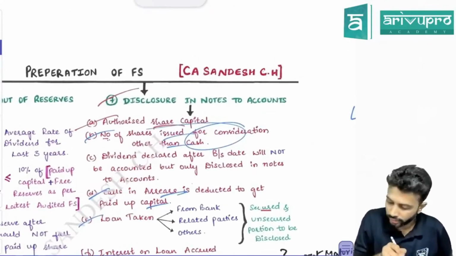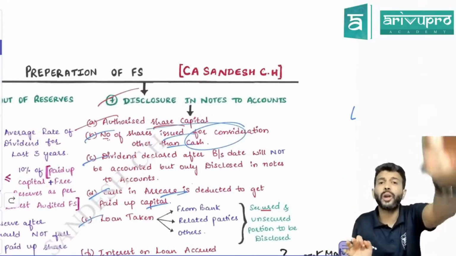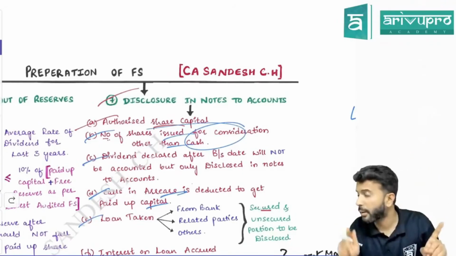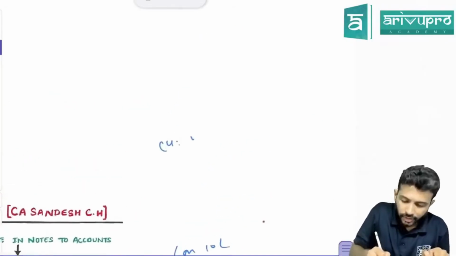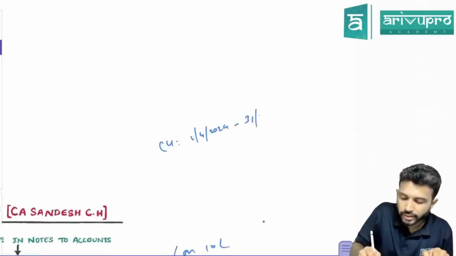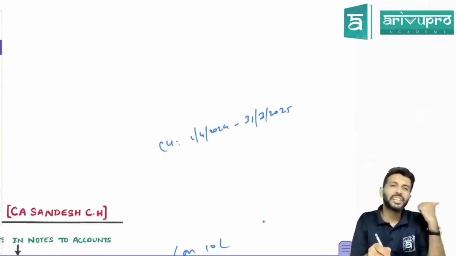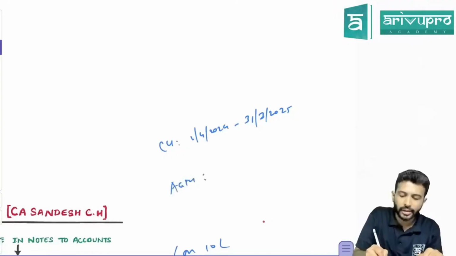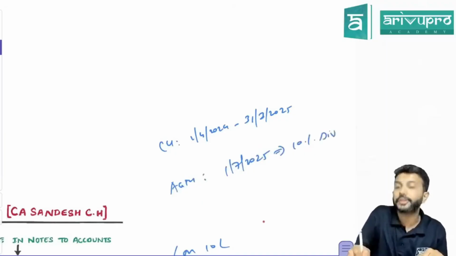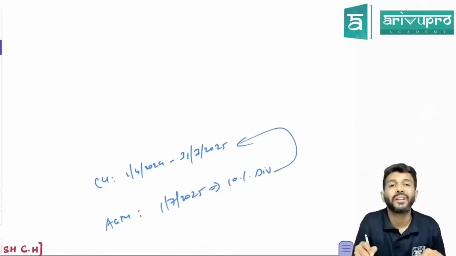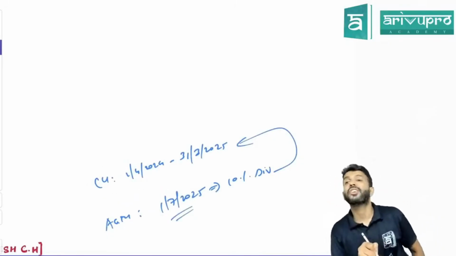All right. One more pointer to keep in mind is the dividend. Sir, the simple thumb rule of dividend is that you account for it on the declaration date. Dividend will be accounted only on the declaration date. Let's say the current year is 1st April 2024 to 31st March 2025. Dividend will be declared in the AGM. Let's say the annual general meeting was held on 1st July 2025, where they declared a dividend of 10% for the current year. But the dividend declaration date is what, sir? 1st July 2025.